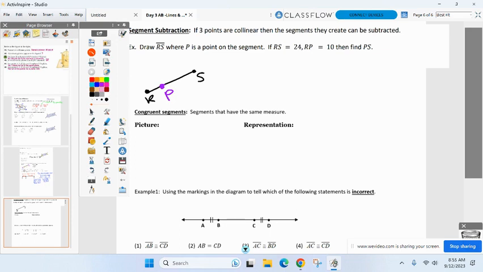All right, everyone see I'm dropping the line segment symbol, so now you know that's the length of it. So the whole length of line segment RS, 24. And the length of RP is 10. Find the length of PS. All right, find PS, the length of PS.